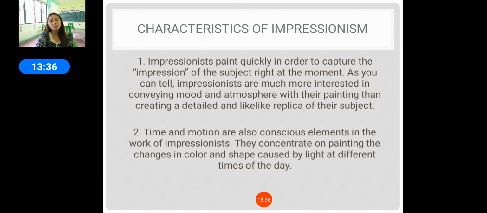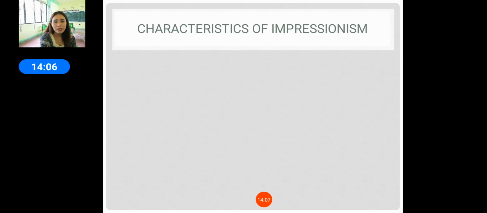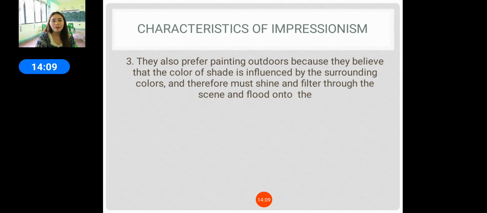Say, for example, in the subway. As we all know, a subway is a train station, a station of trains, and we all know that trains are moving. That's why we can consider the time and motion of the particular subject we are going to paint. And also, we can concentrate on the changes of colors and shapes caused by the light at different times of the day.